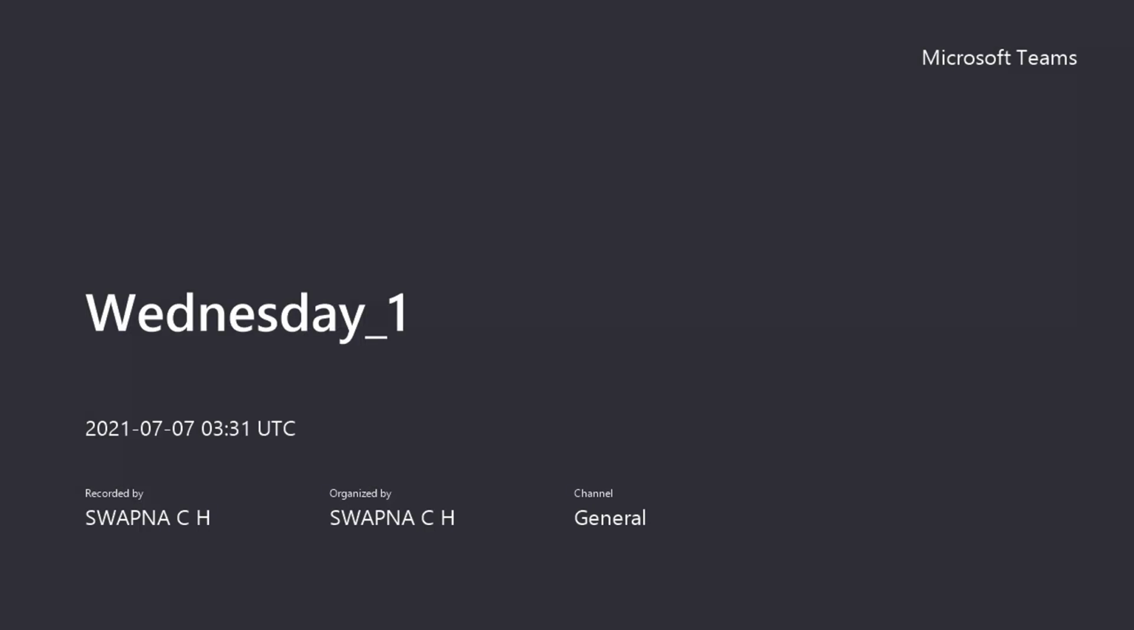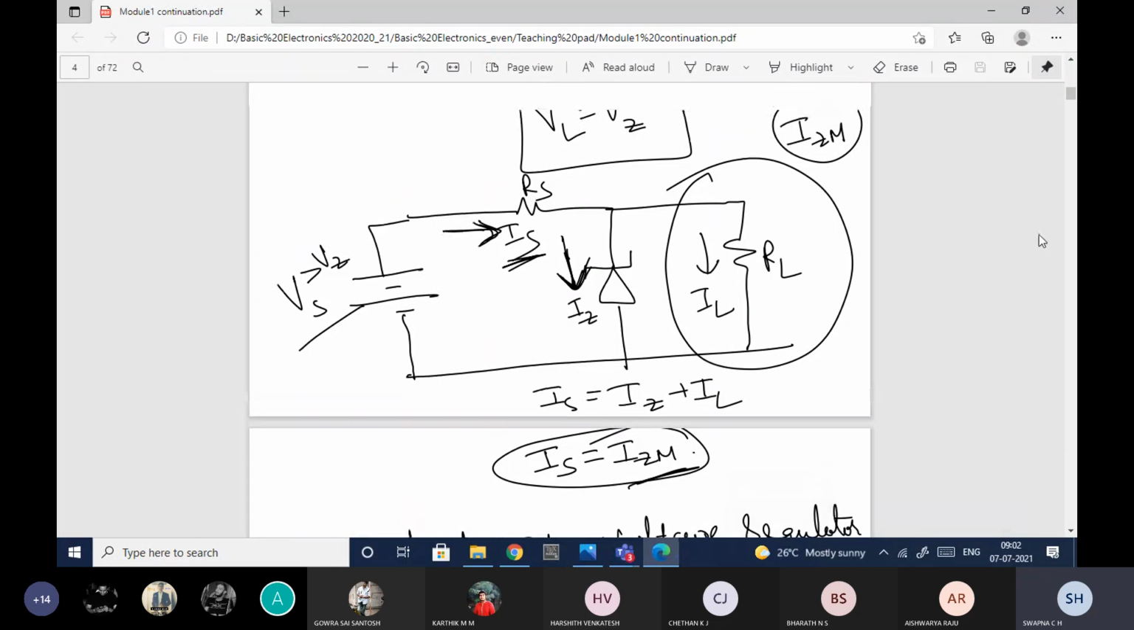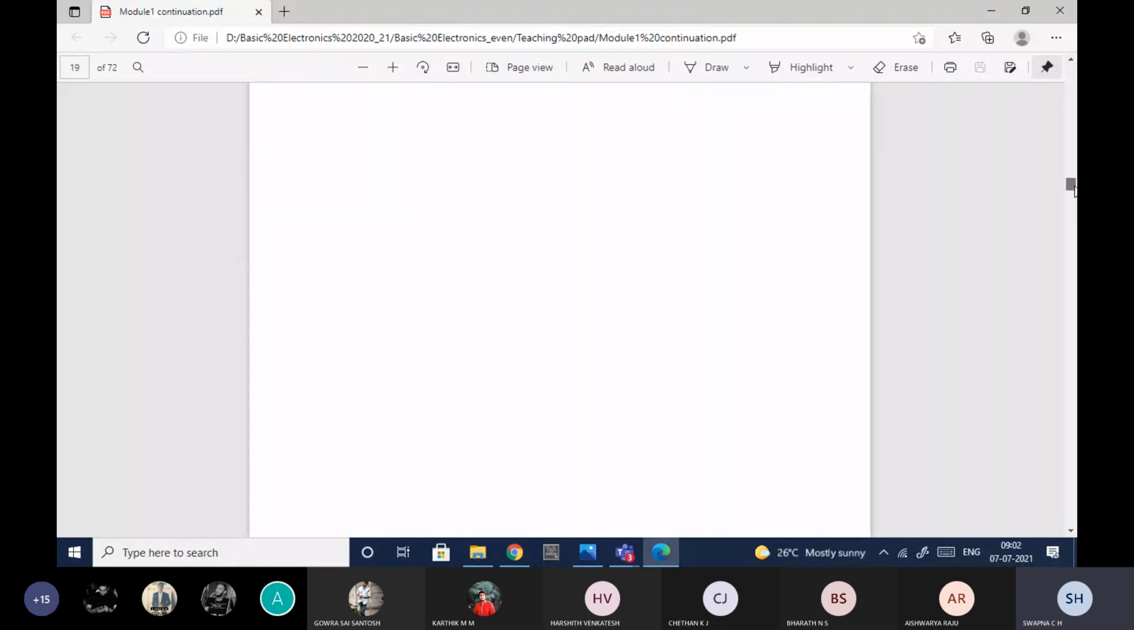How it works and how it can be used as a voltage regulator. This is all we have seen in the previous class. We have solved some problems related to that, and to just recall how the characteristics should be, let me give you once again.